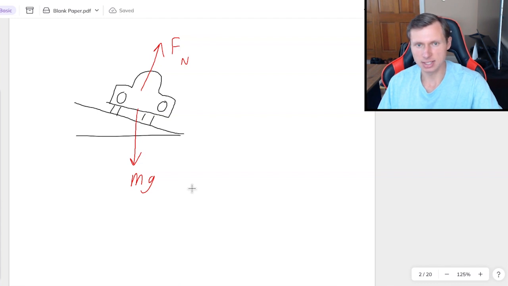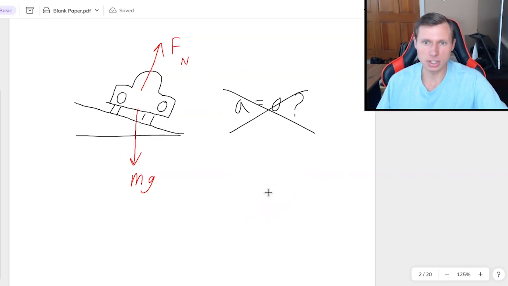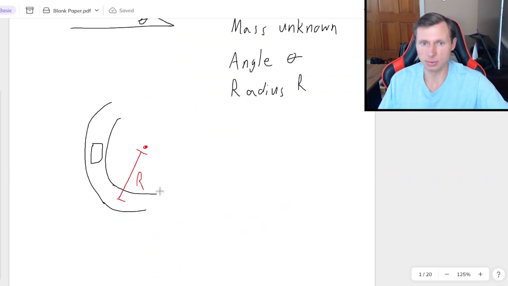So then, is the acceleration 0? And no, it's not going to be 0. And the reason why, we can see it from the top view. There is an acceleration here. It's a centripetal acceleration, a_c.